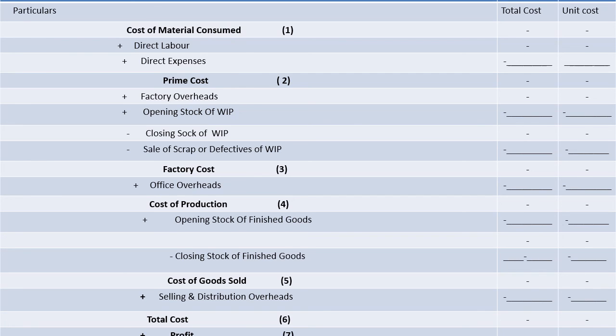In factory cost, we add office overheads, we get cost of production. In cost of production, add opening stock of finished goods and less closing stock of finished goods, we get cost of goods sold. In cost of goods sold, add selling and distribution overheads, we get total cost. In total cost, we add desired profit, we get sales value.